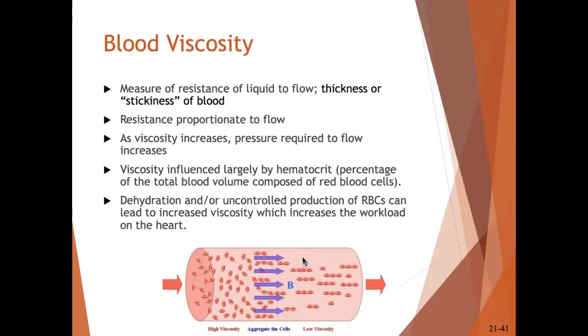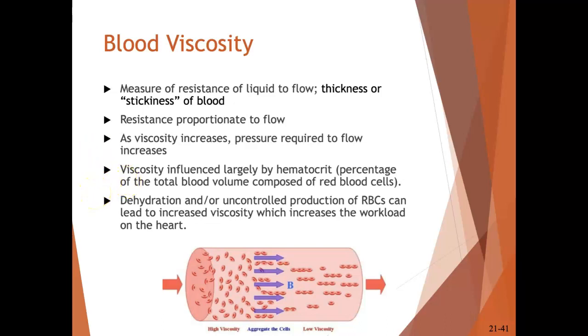For blood viscosity, we are talking about the resistance within that fluid. So we know that blood is going to be more viscous than water, so it has an increased thickness and a stickiness within it. So the resistance has to be proportionate to the flow. As the viscosity increases, the pressure required to get that blood to flow needs to increase as well.